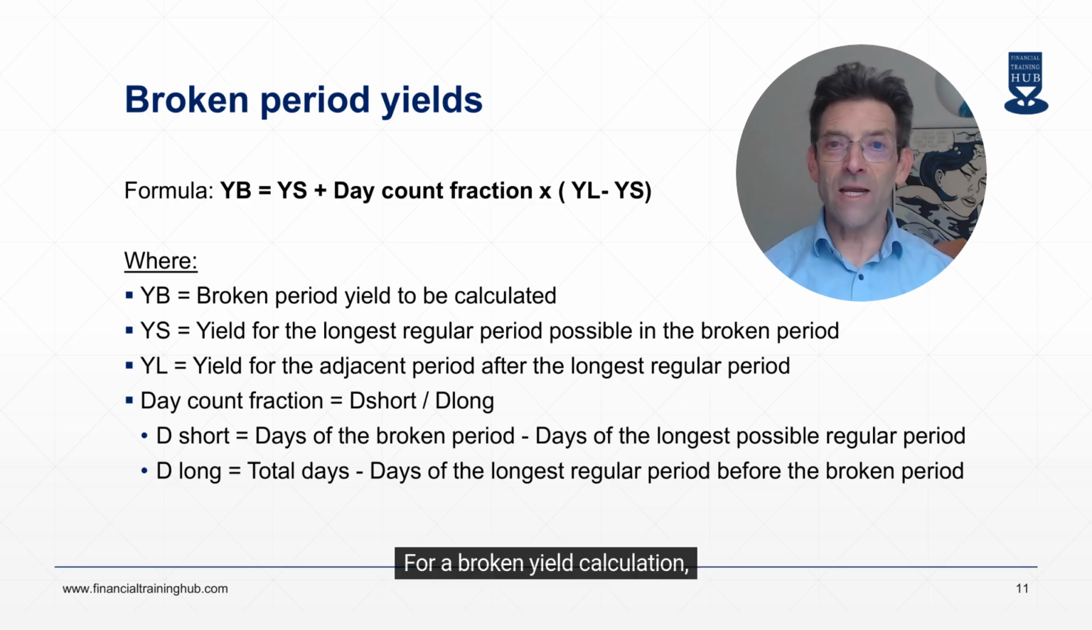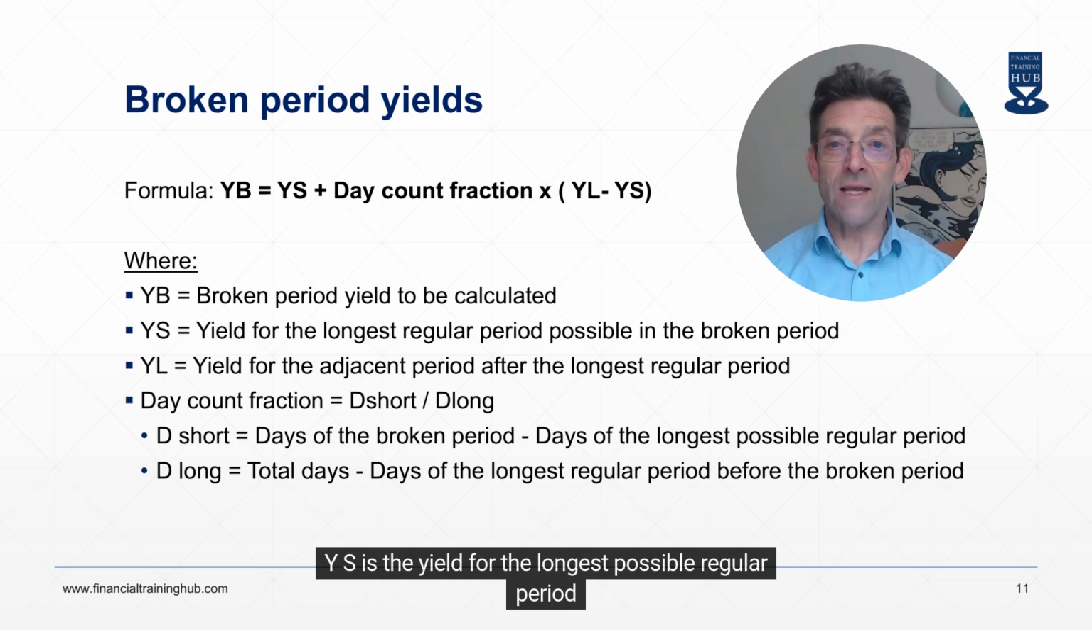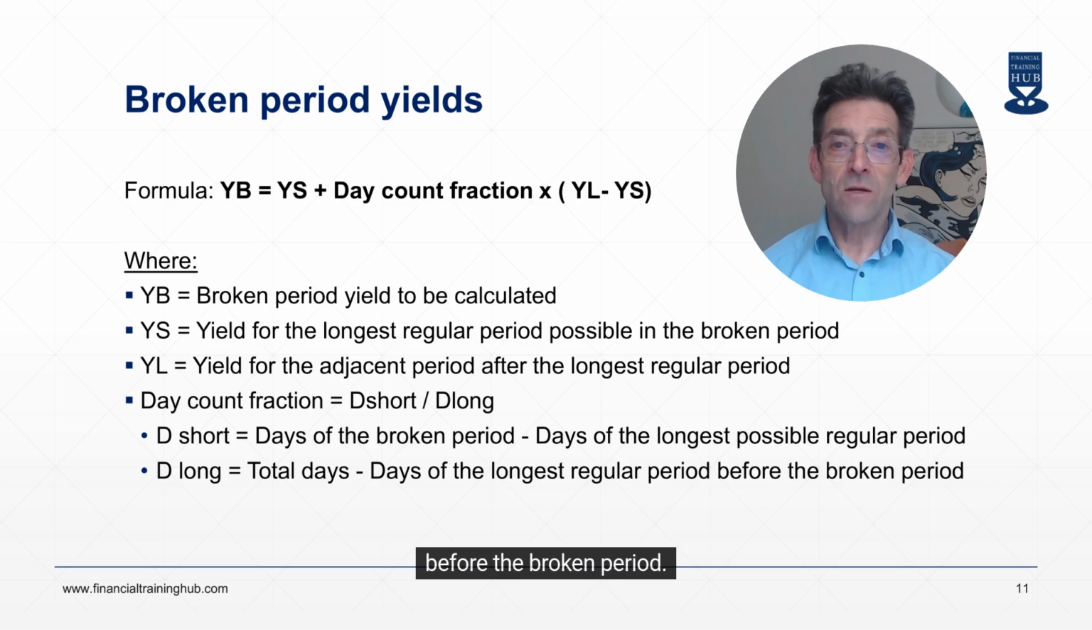For a broken yield calculation, the following formula can be used. In this formula, YB is the broken period yield that will be calculated. YS is the yield for the longest possible regular period before the broken period. YL is the yield for the adjacent period after the longest possible regular period. The day count fraction is calculated by dividing D short by D long.